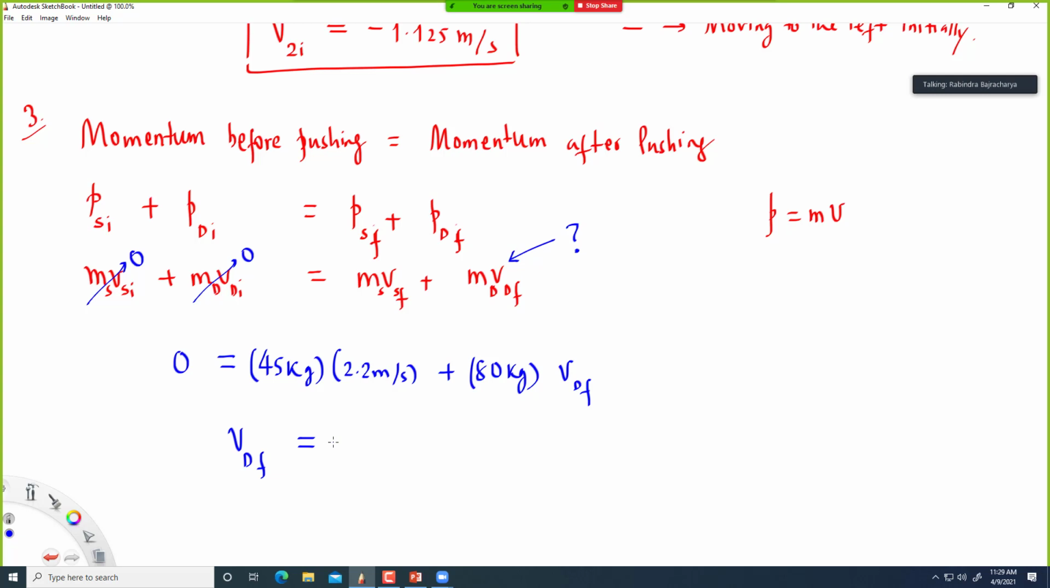Sign is very important in this case because sign tells us which way he is moving. It'd be negative, wouldn't it? Yes, so you'll have negative sign. So what's the number? (45 times 2.2 over 80). 1.24. Okay, meters per second. So this negative sign implies that David moves to the left after pushing each other.